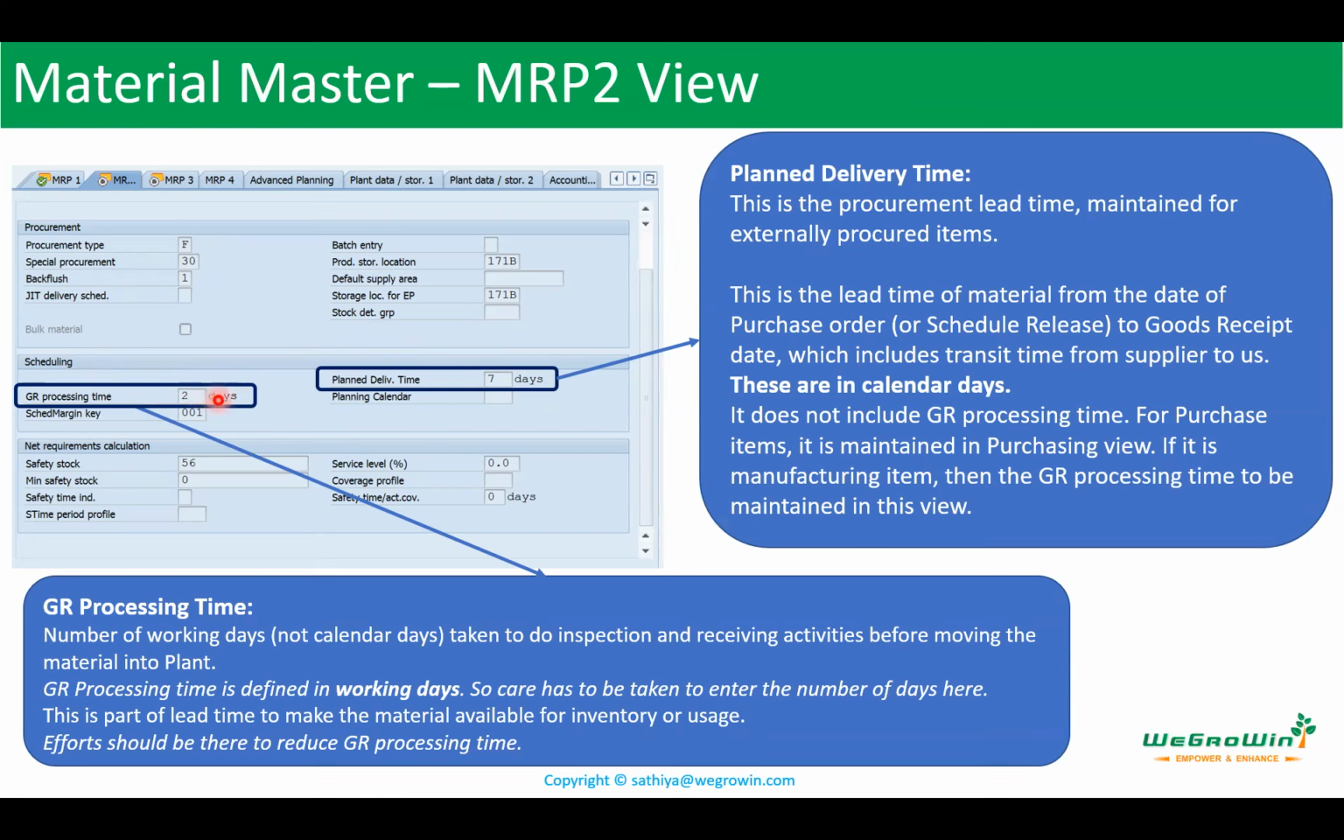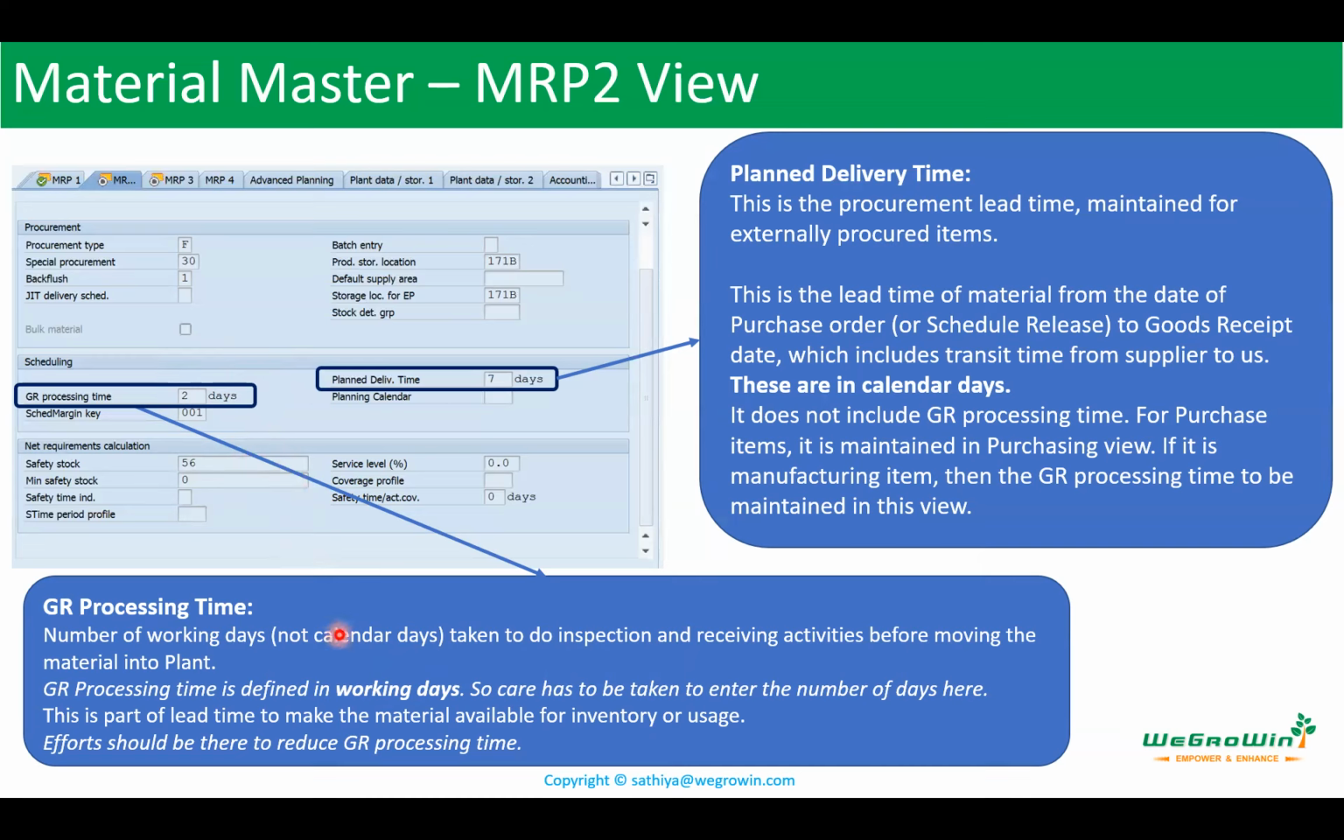For in-house production items, after producing the item, we have to keep the goods receipt processing time here. What is goods receipt processing time? We receive the materials in the factory. After that, for opening, unloading, all these things, it may take 1 day or 2 days for some items. Or there may be some inspection we need to do. That quality inspection may take maybe 1 or 2 days. Or we have to send the material outside for inspection and getting it. So depending on the activities required for inspection and receiving, before making the stock available in the system, that is called goods receipt processing time.